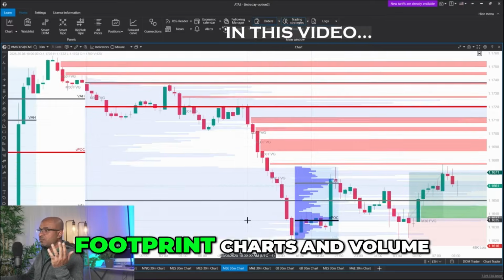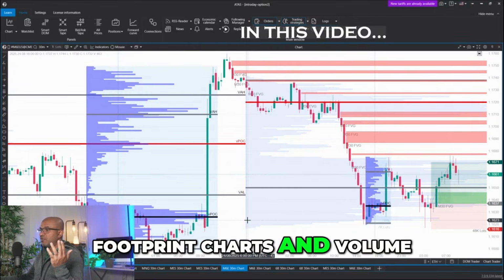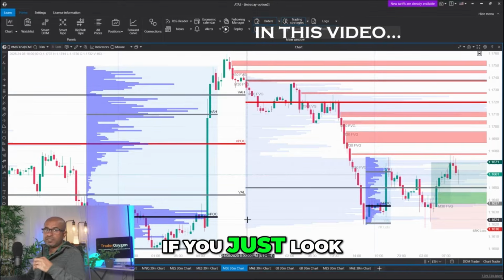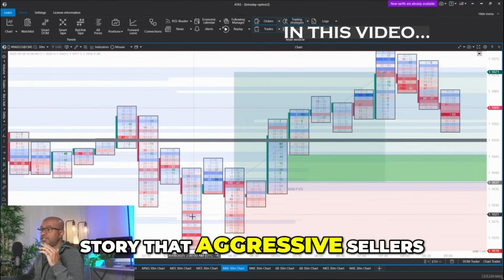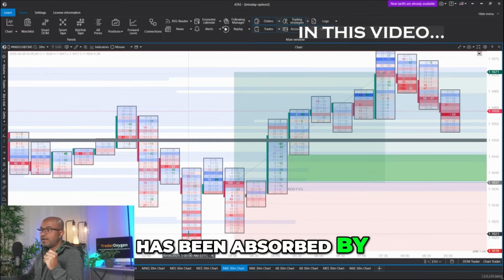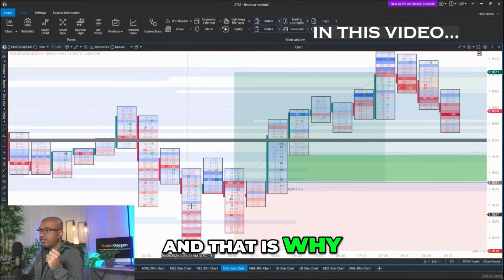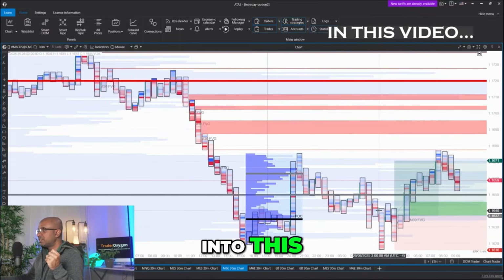If you don't use footprint charts and volume profile analysis, if you just look at basic candles, you can't see this story that aggressive sellers have been absorbed by passive buyers. And that is why the wick was formed into this candle.